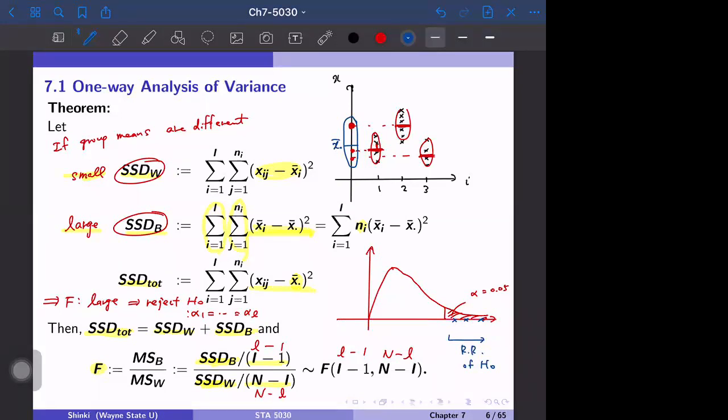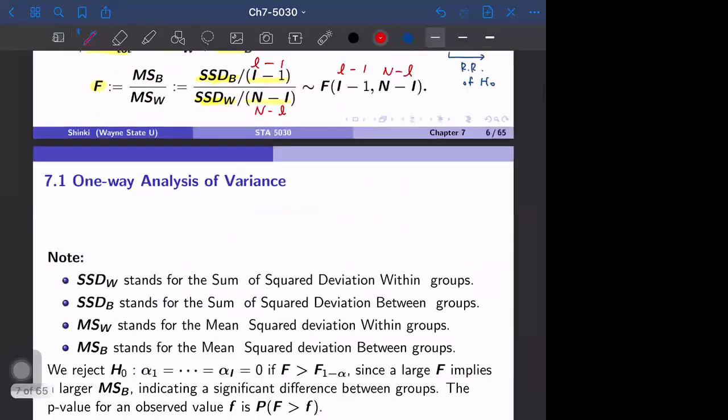And F follows the F distribution, which is basically centered at 1. It is asymmetric, so the center is a kind of vague word, but okay, it is around 1. So if F is much larger than 1, then usually we reject the null hypothesis. So this is the overall theory.